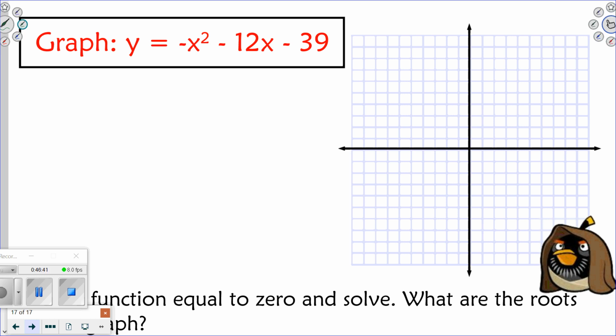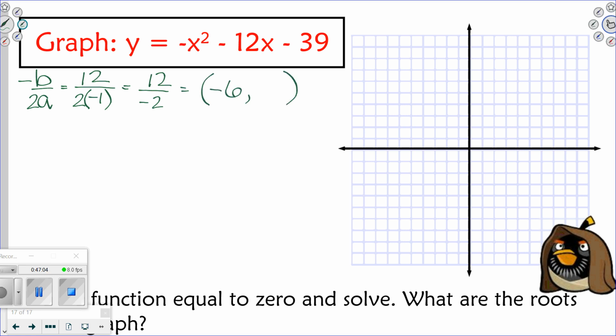All right, let's graph it first. So negative b over 2a, negative b, positive 12, 2 times a is negative 1. So 12 over negative 2, which is negative 6. All right, and we'll plug that back in.